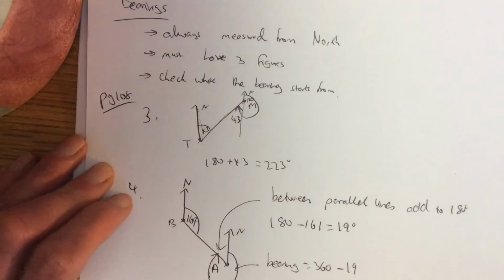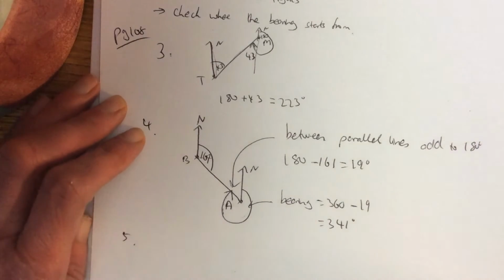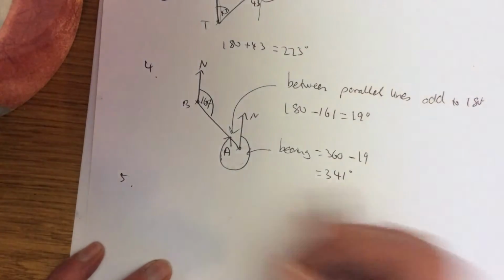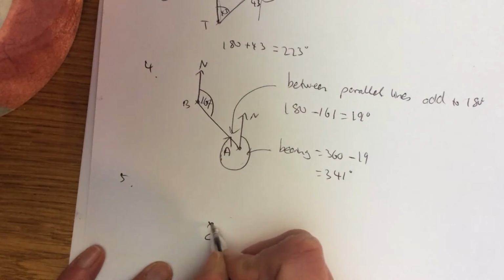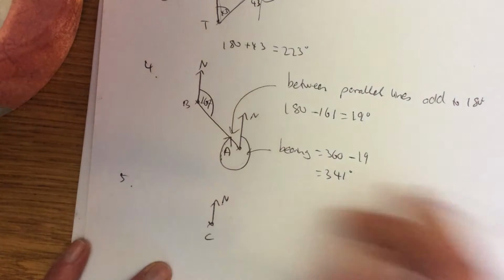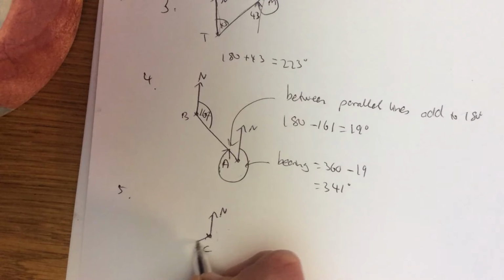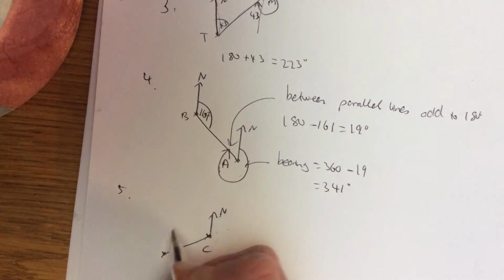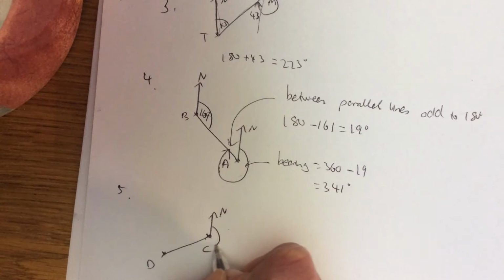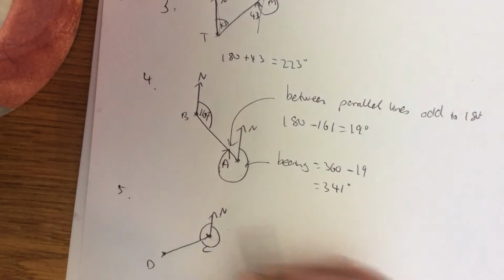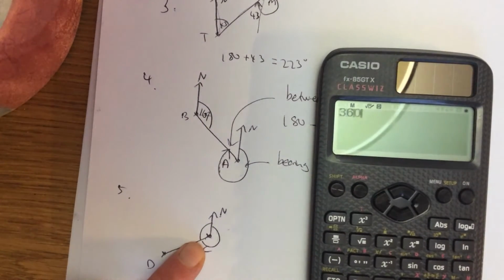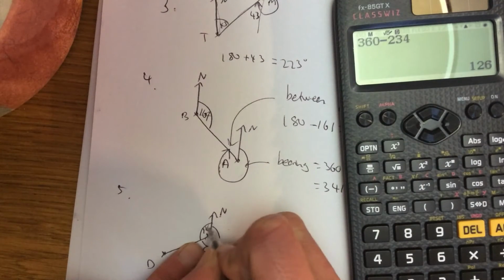Question 5 from your sheet, the bearing of D from C. So put in C and your north line. And this time the bearing is 235, so it's going to be out here in some direction. We don't know where. So this is D. This here's 235. I would work out that angle: 360 minus 235 gives you 126.